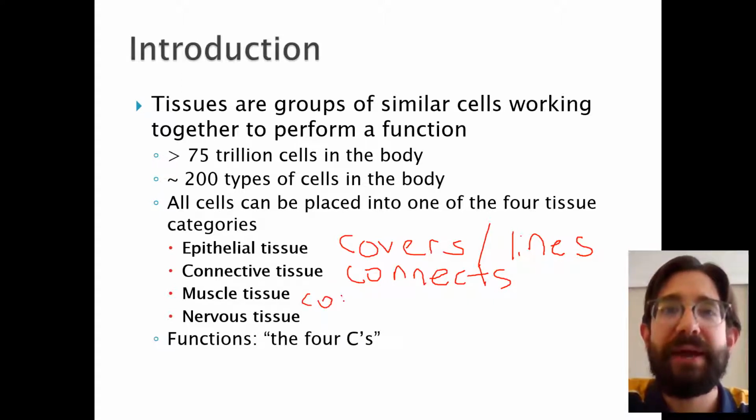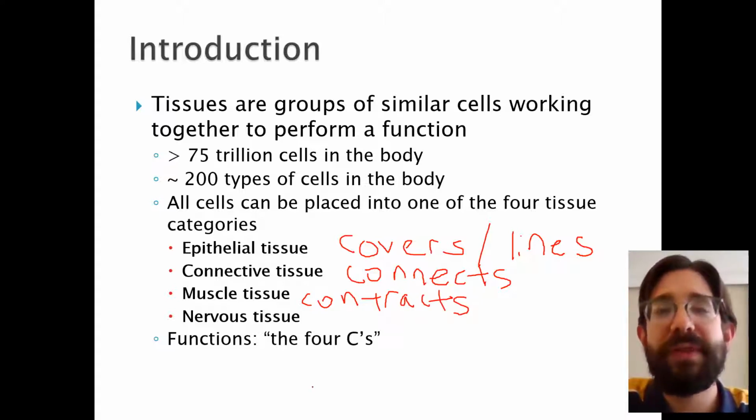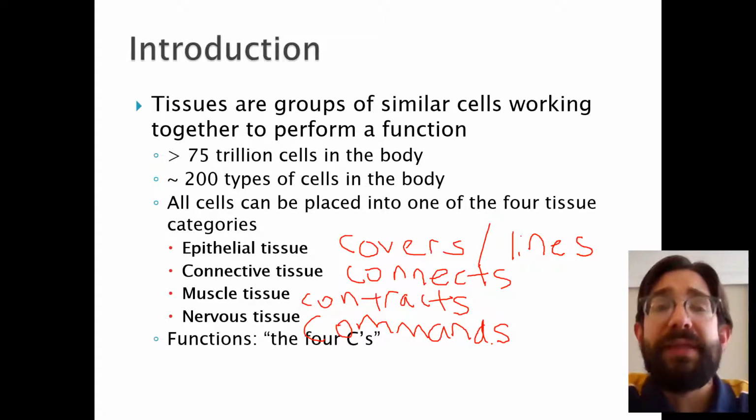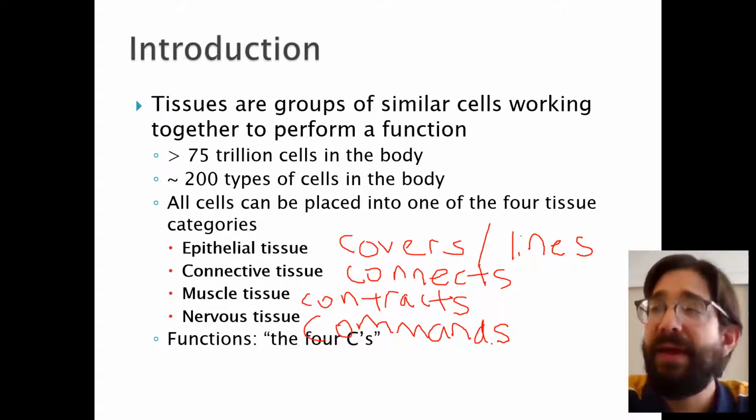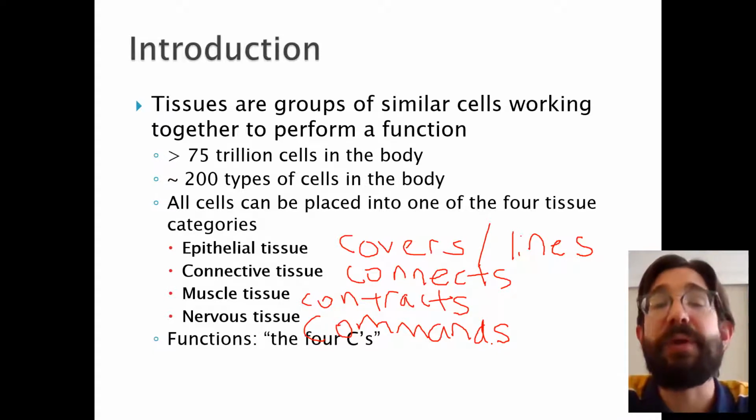Muscle tissue contracts. And nervous tissue, you could say commands. Or if you'd like, you could say communicates. What you'll see here is that each of these short words starts with C. So sometimes these are called the 4 C's. Covers, connects, contracts, and commands are the major functions of these 4 types of tissue. And from here on out, what we're going to do is just look at each of these tissue types more closely, their structure and their function and where you'd find them in the body, starting with epithelial tissue.